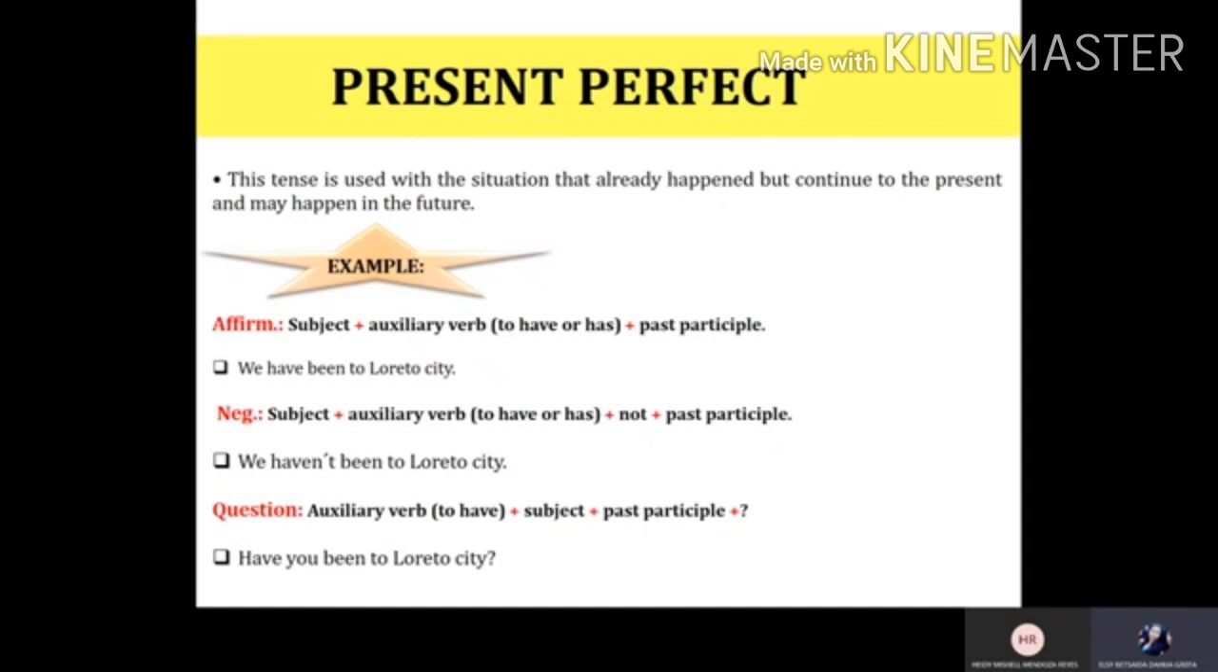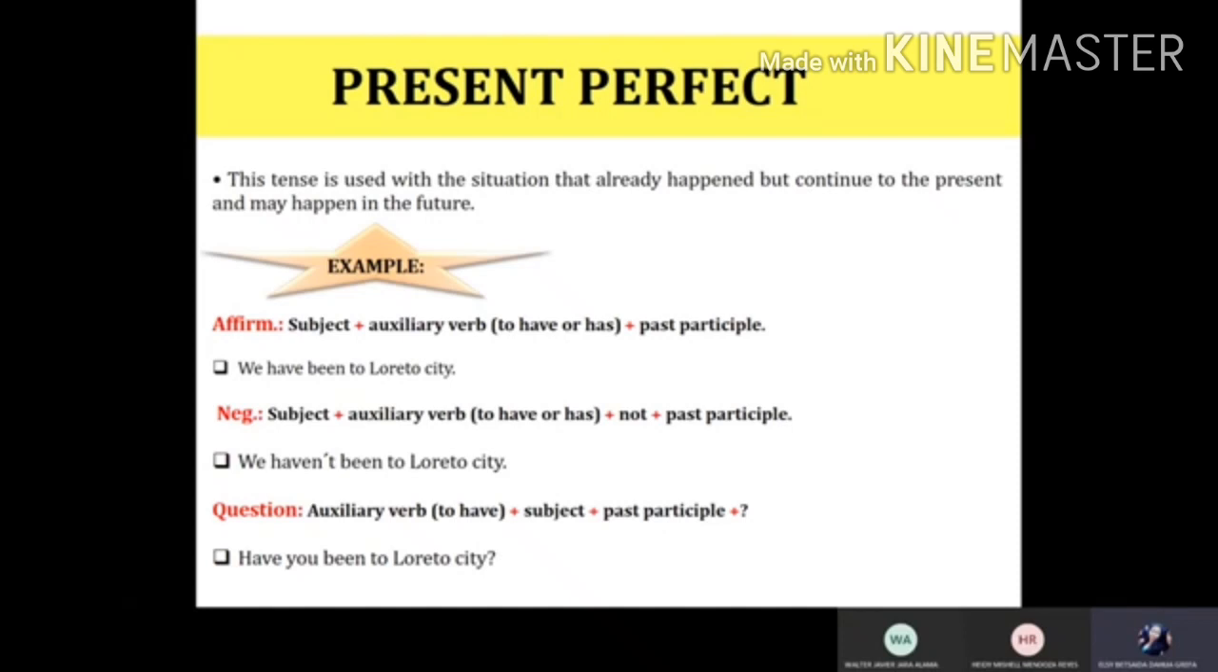Present perfect. This tense is used when the situation already happened but continues to the present and may happen in the future. For example, the structure in affirmative form: subject plus auxiliary verb to have or has plus past participle. For example, we have been to Loreto City.